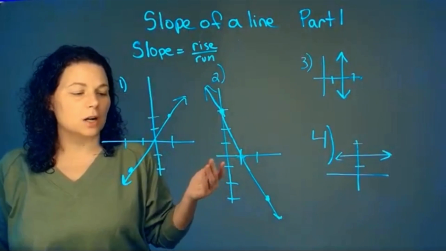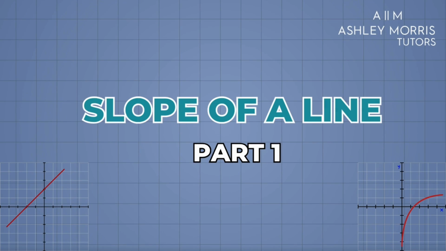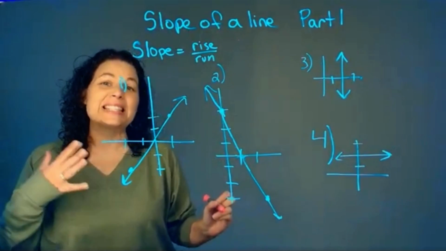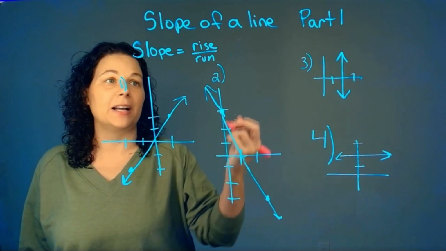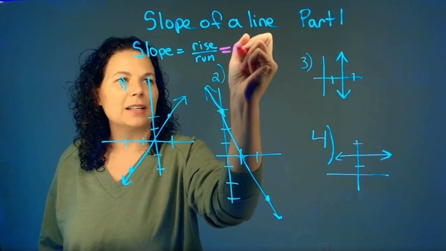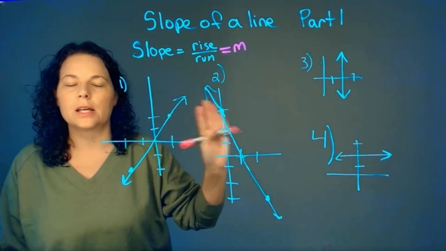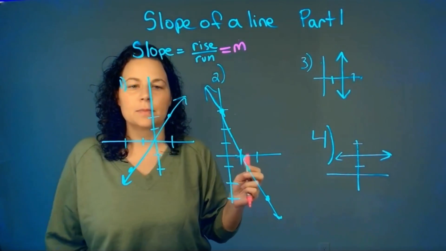And in this video, we're going to talk about slope. Now, slope is the steepness of our line, and we represent it with rise over run. That's how we find it. And the letter we use for that is M. I know it doesn't make any sense, slope M, but that's just what it is.